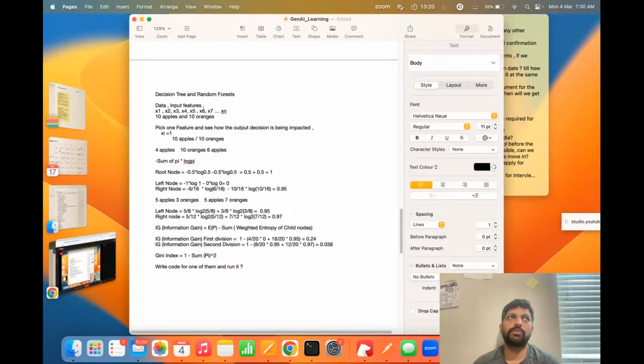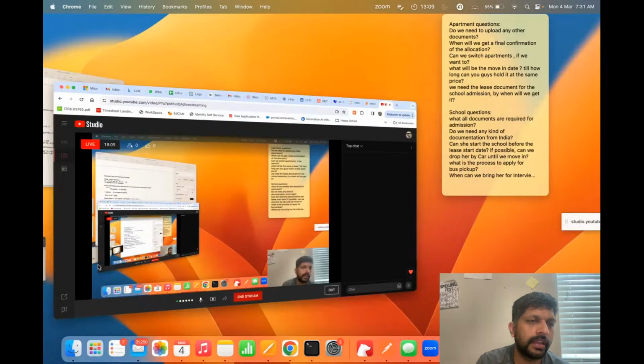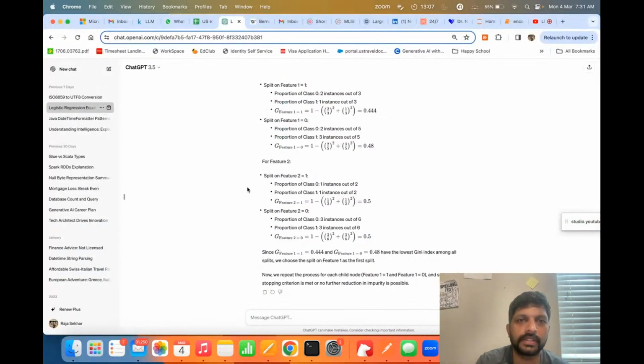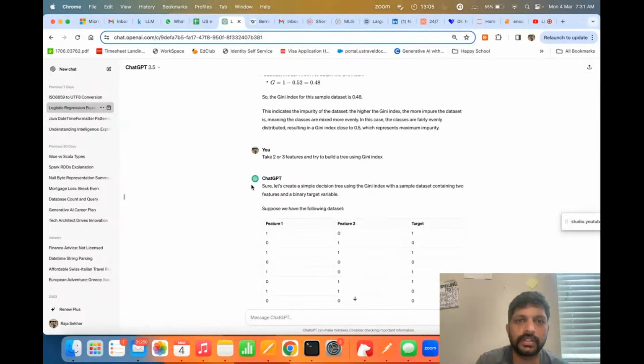So what we do with the Gini index, you calculate the Gini index of the root node, and then you calculate for the splits. I have an example that I asked ChatGPT. I can show you guys. It is nice actually. It gives you a good understanding. I just asked it to take two or three features and try to build a tree using the Gini index.